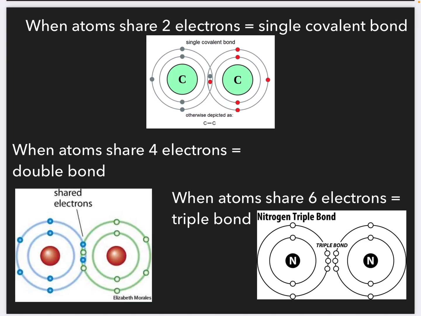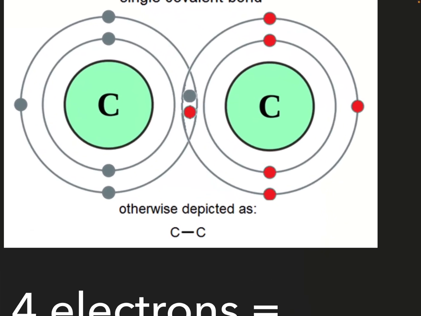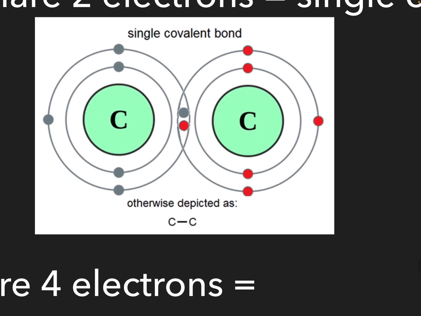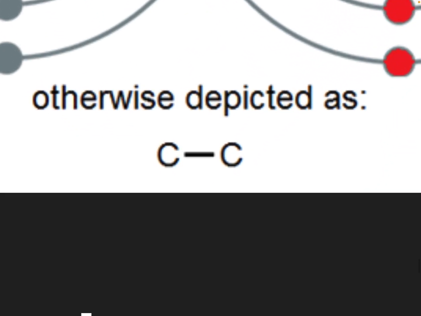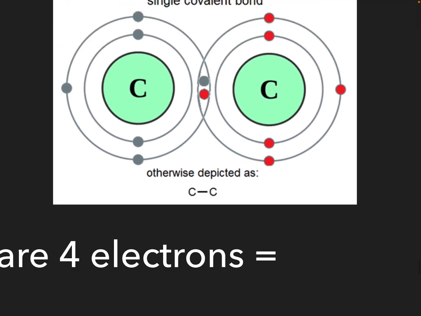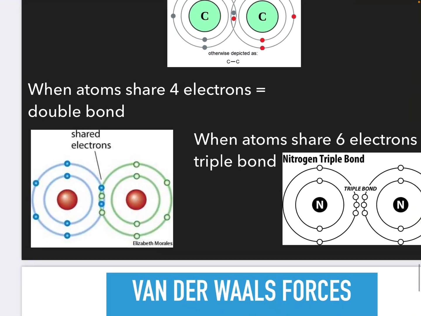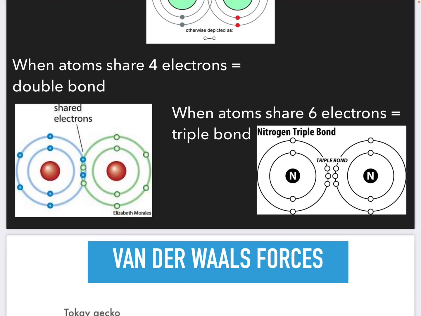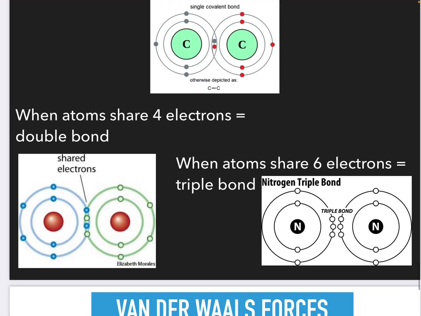So here you have two atoms sharing electrons, two carbons, and they're sharing this electron in the middle. They each are sharing one. Now that they're sharing, in this case they're only sharing one, so it's depicted as a single bond. But sometimes atoms will share 4 electrons, which we call a double bond, and sometimes they'll share 6 electrons, which makes a triple bond. That just depends on the type of element we're talking about.